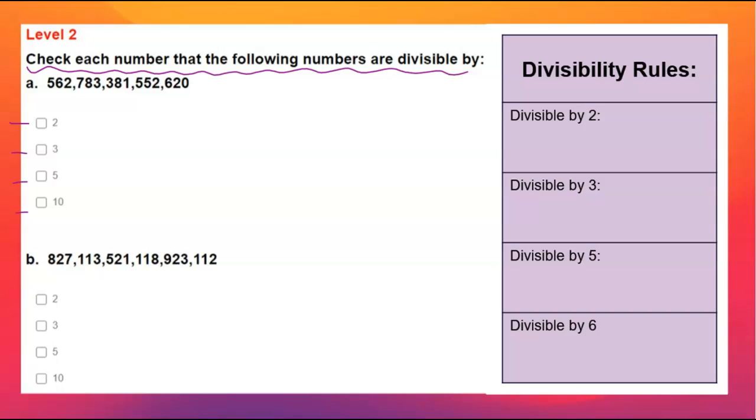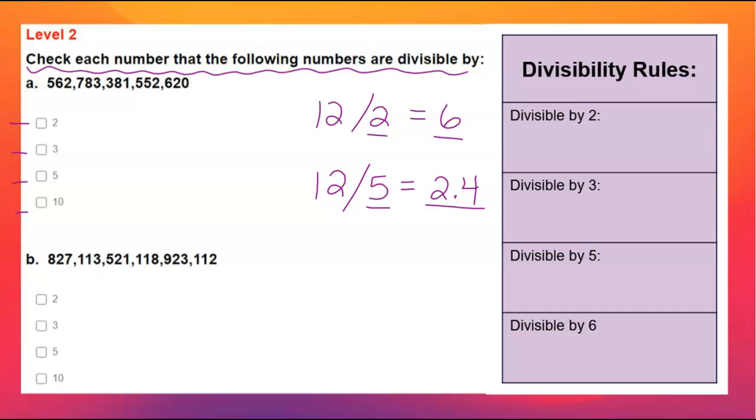If a number such as 12 is divisible by 2, that means that the other factor is also an integer or whole number. A non-example of a number being divisible, let's say by 5 here, 12 divided by 5 is 2.4, which is not a whole number or integer, so 12 is not divisible by 5.